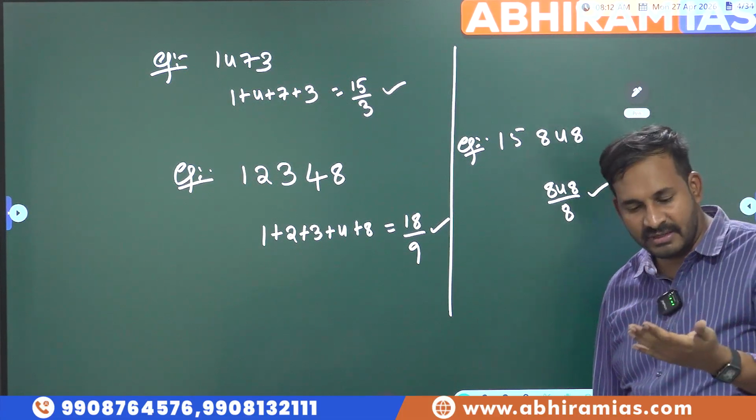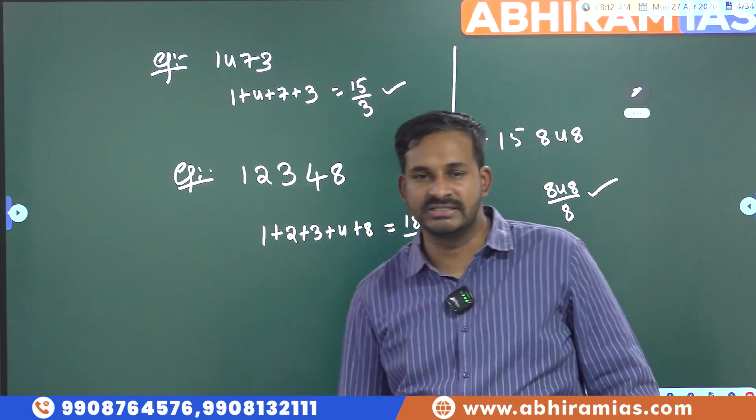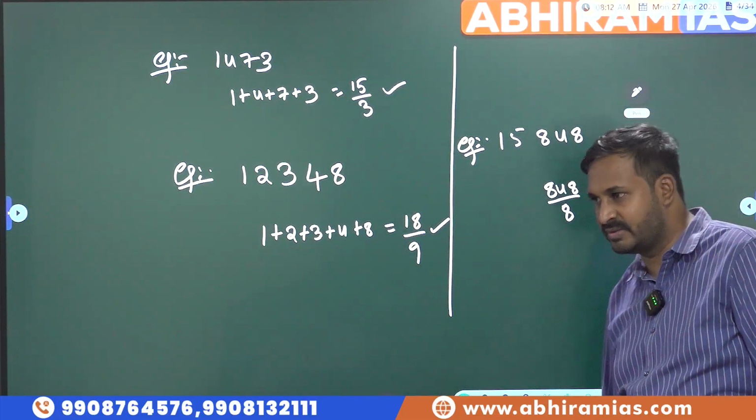For 10, is it required? Not required. Last digit is 0, then it is divisible by 10, else it is not divisible by 10.